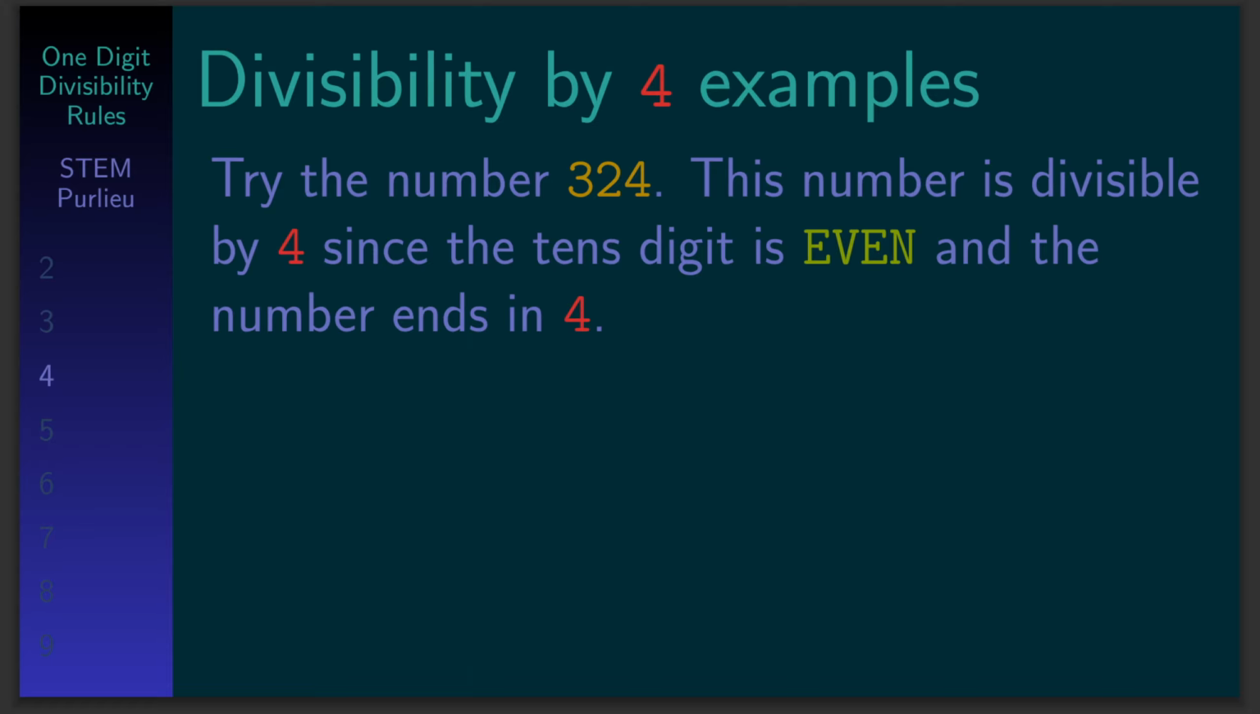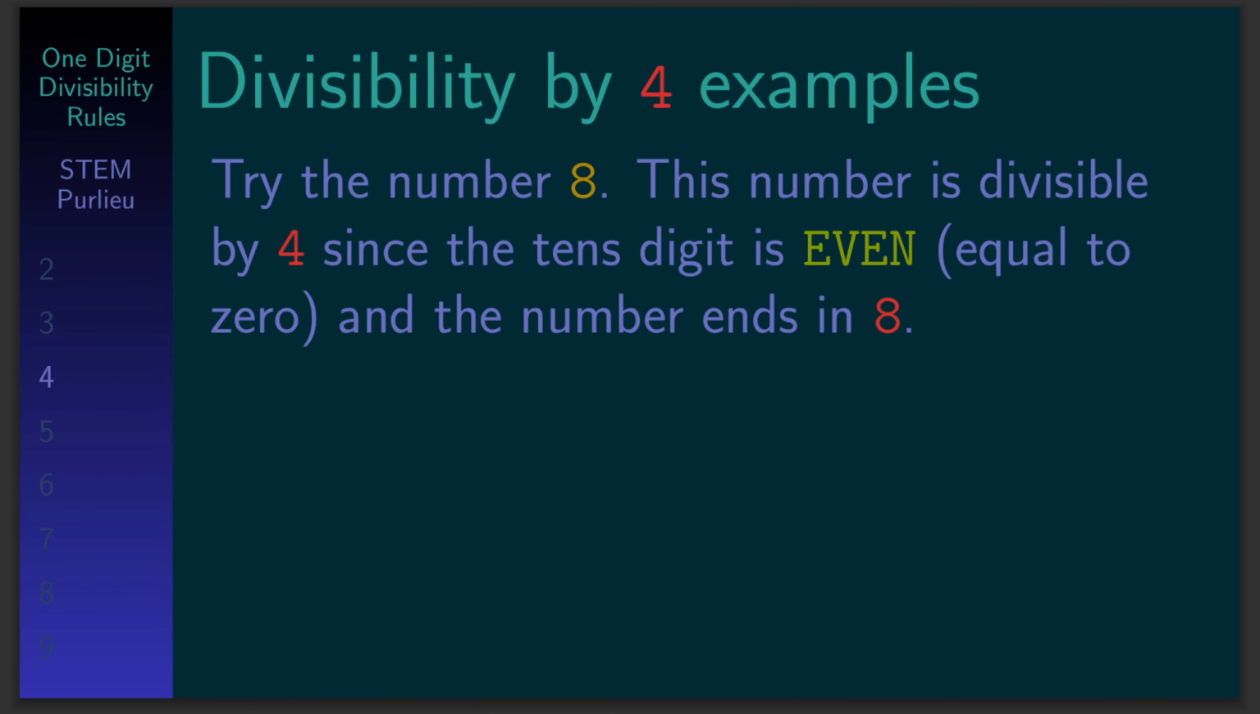Now let's look at the number 324. This number is divisible by 4 since the tens digit is even and the number ends in 4. Now let's look at the number 116. This number is divisible by 4 since the tens digit is odd and the number ends in 6. The number 8 is divisible by 4 since the tens digit is even, and the number ends in 8. In this case, the tens digit is 0.